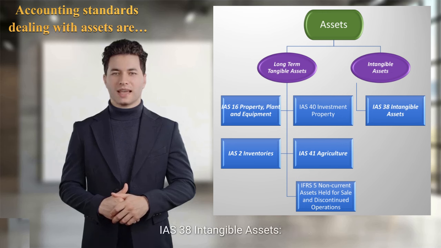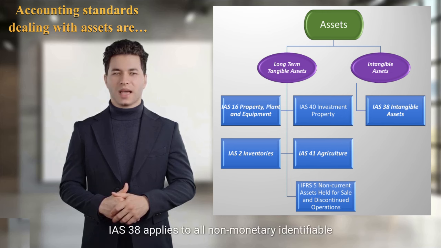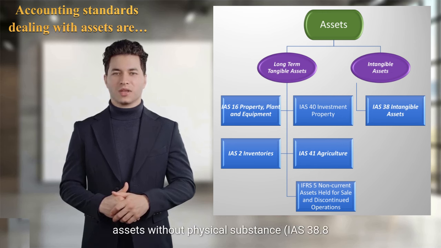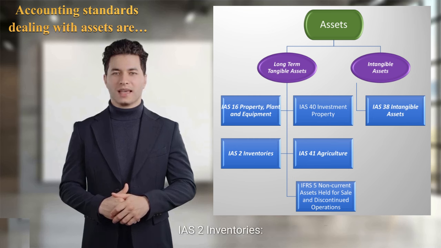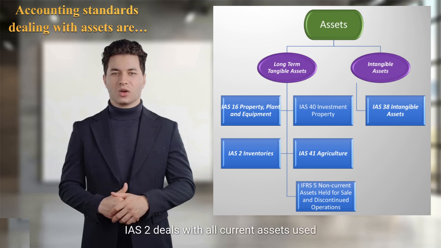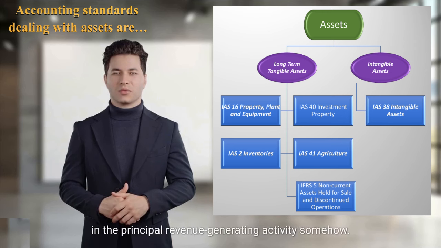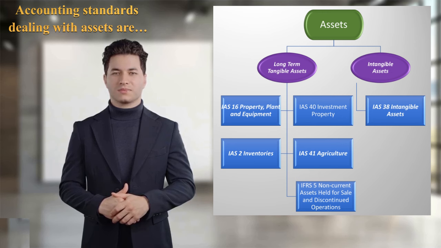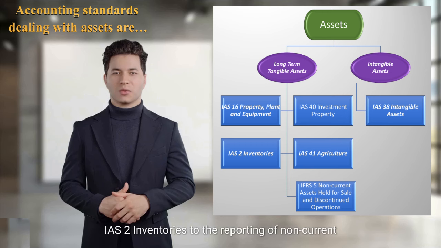IAS 38 Intangible Assets. IAS 38 applies to all non-monetary identifiable assets without physical substance, IAS 38.8. IAS 2 Inventories. IAS 2 deals with all current assets used in the principal revenue-generating activity somehow. Sometimes, you even need to apply the standard IAS 2 Inventories to the reporting of non-current assets.